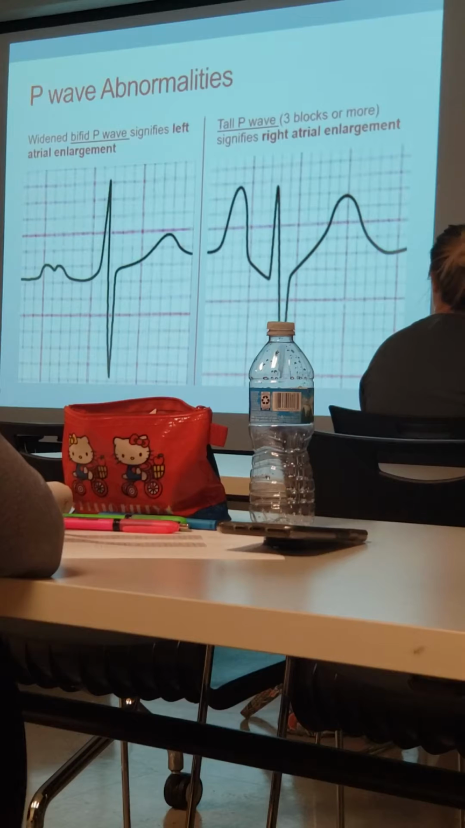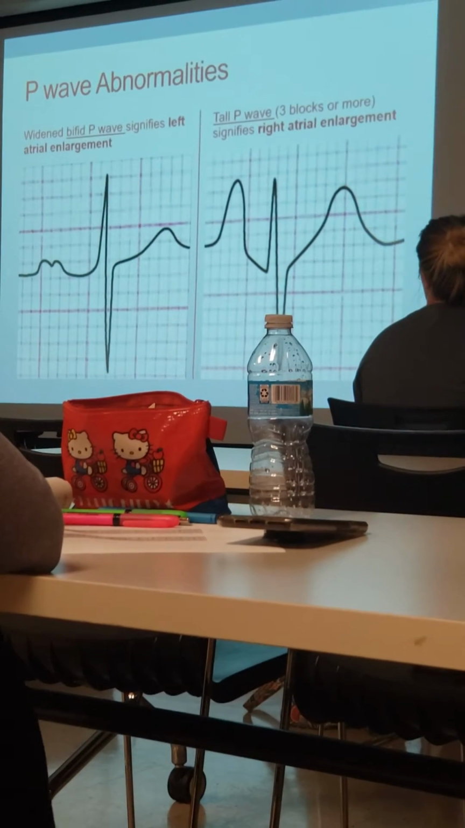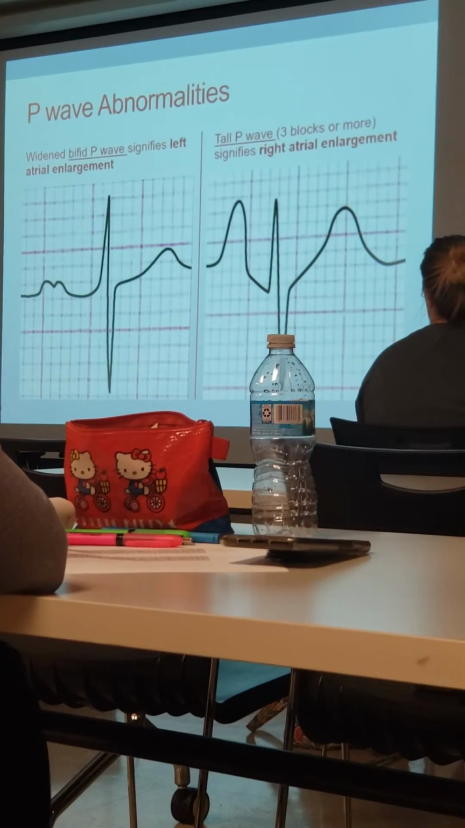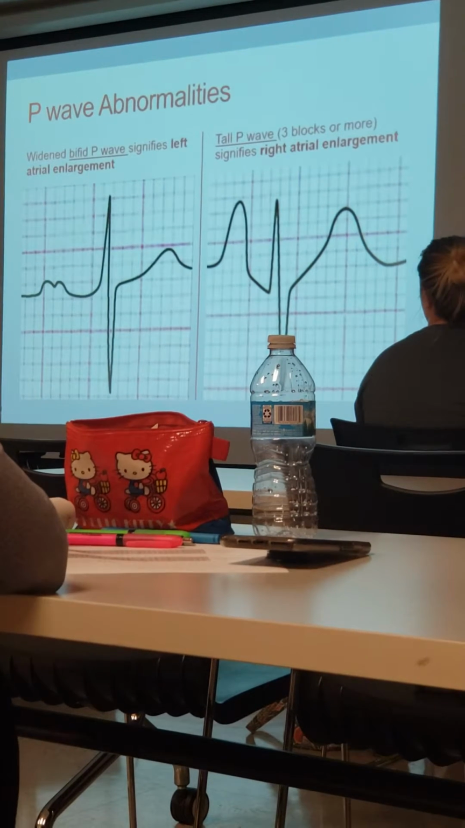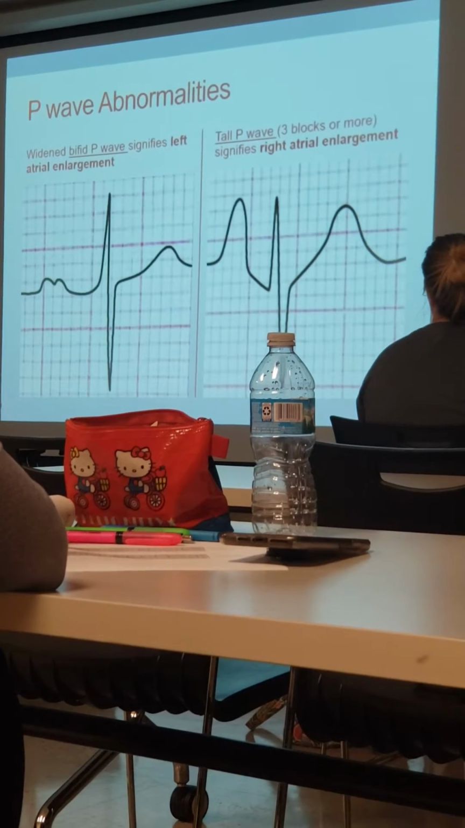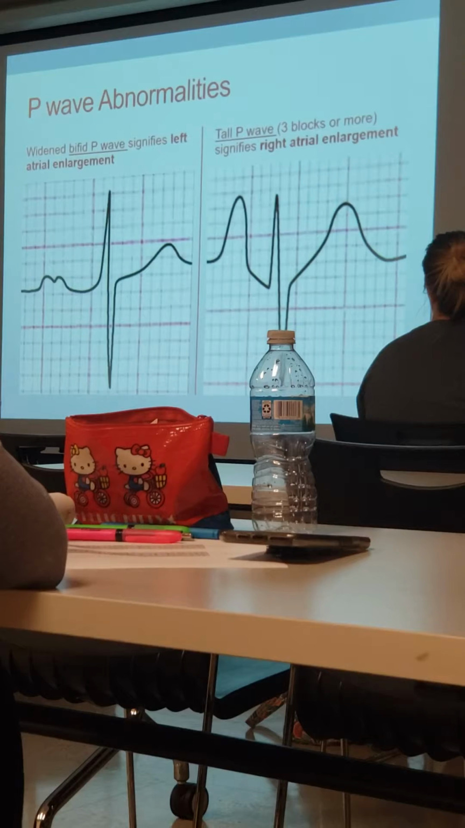So just giving you some pictures of this. A bifurcated P wave usually signifies left atrial enlargement, versus a very tall peaked P wave, or a tall P wave, which is right atrial enlargement.